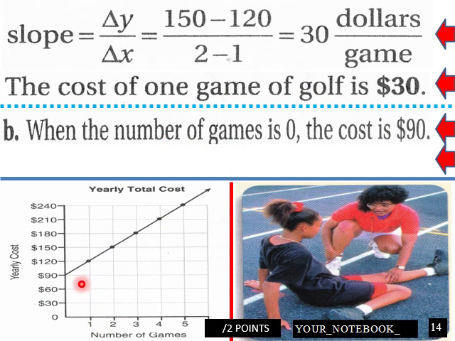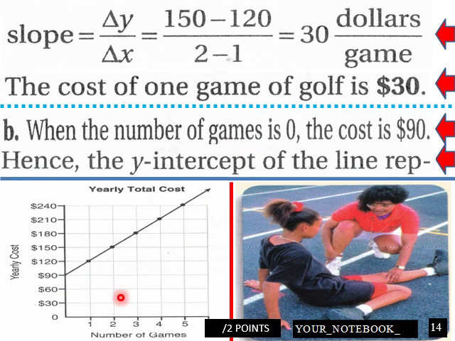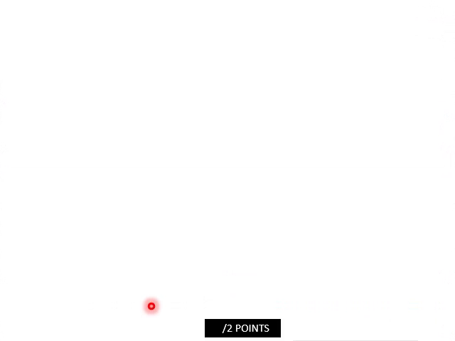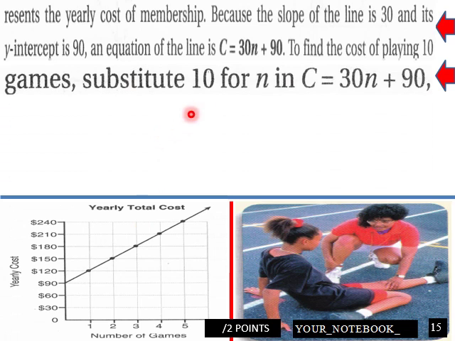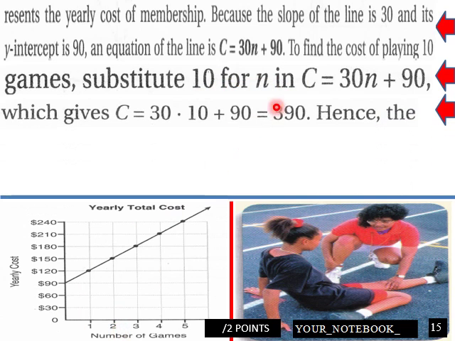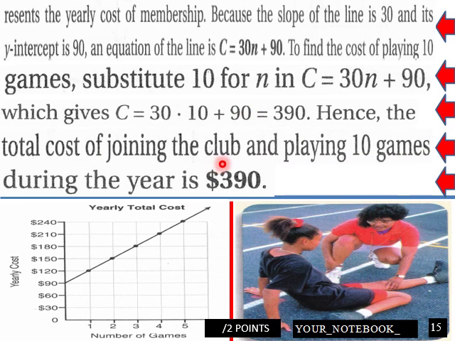When the number of games is 0, which will be right here, the cost is $90. The y-intercept represents the yearly cost of membership. Because the slope of the line is 30 and its y-intercept is 90, this will be the equation of the line right there. Substitute 10 for n to find out how much it costs for 10 games, and you have $390 here. And its total cost of joining the club and playing 10 games is $390.